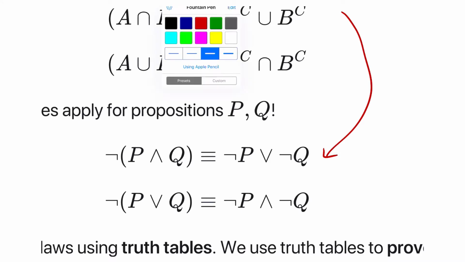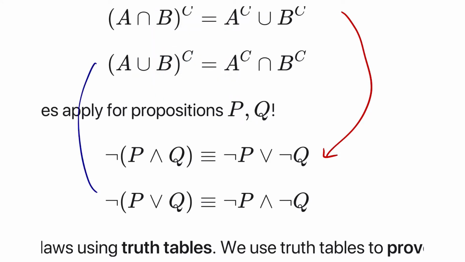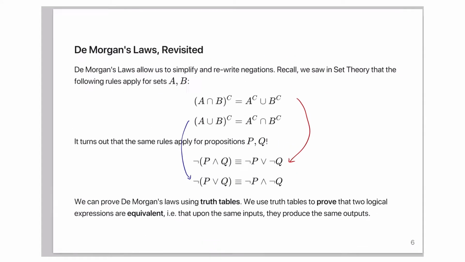Okay, so notice these are really saying the same thing, just with our set theory symbols changed to propositional logic symbols. Okay, and they're both referred to as De Morgan's laws.